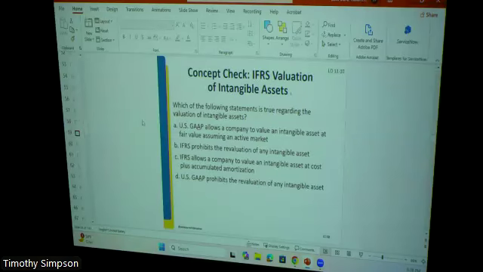Okay. All right. So a quick quiz here. Which of the following statements is true regarding the valuation of intangible assets? Okay, so which is true? U.S. GAAP allows a company to value an intangible asset at fair value. Stop right there. No.